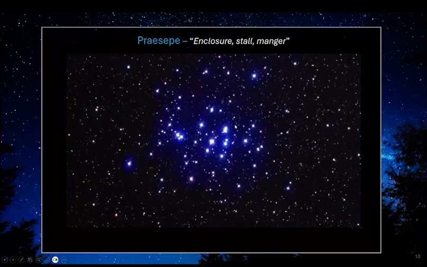And here it is. Here's the beehive cluster, praecipe, which means enclosure, stall or manger. So this is getting far away from a crab now. This has nothing to do with the crab. But unfortunately, I have not been able to find historical evidence for it being anything other than a crab, other than what I showed you on the Dendera zodiac, that there was a bird there on a pedestal of sorts. And not a crab. But I've not been able to find any written historical account or suggestion that it is other than a crab.